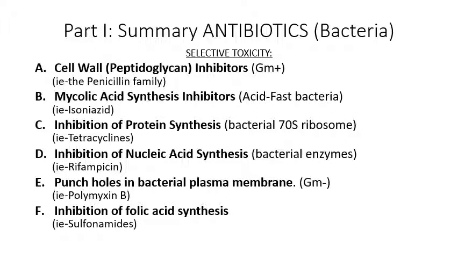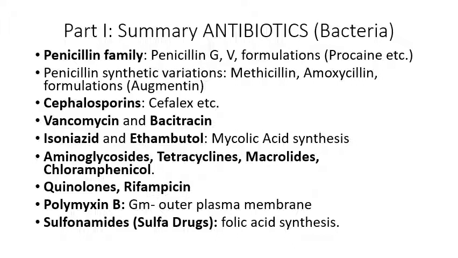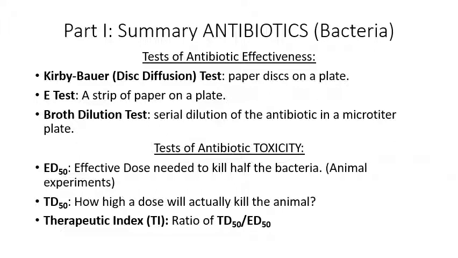All right, so remember that we're dealing with selective toxicity. We learned about several different key antibiotics. We learned about the penicillins family, the cephalosporin family, which are the artificial penicillins. The isoniazid drug is an example that will inhibit mycolic acid synthesis. The tetracycline family, we learned about rifampicin, polymyxin B, and the sulfonamide family. And so we learned about all of these different antibiotics and how they work. Right, we learned how to measure the effectiveness of antibiotics and also how to measure and quantify the toxicity of antibiotics using the therapeutic index.